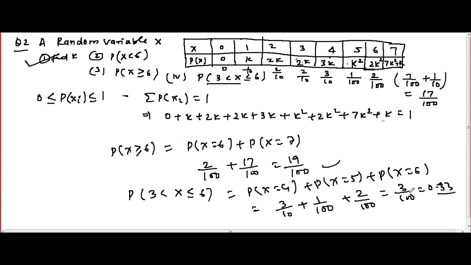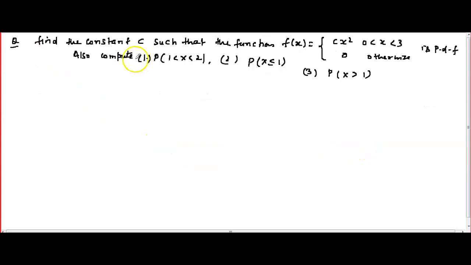Okay, so this was the second question. Next we will do it for the continuous probability distributions. What is a continuous probability distribution? This is a PDF. The function is given as: from 0 to 3 it is c x square, otherwise 0.